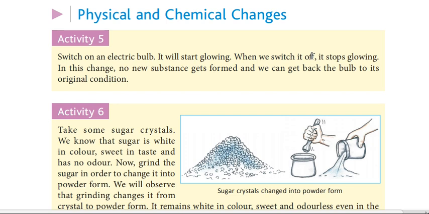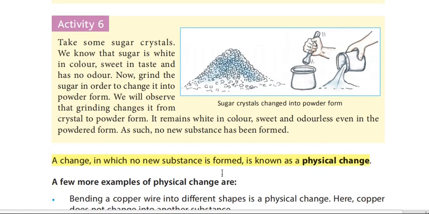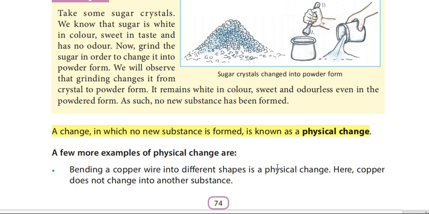Changing of sugar crystals into powder form is a physical change because the basic property is not changed. Still it is sweet in taste, still it has no odor, still it has the same color as it was previously. So in physical change, there is nothing new formed. See, it is written here, a change in which no new substance is formed is known as physical change.